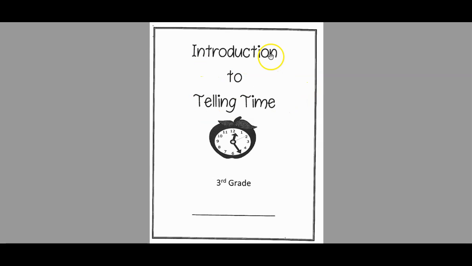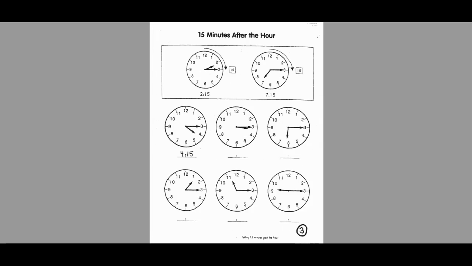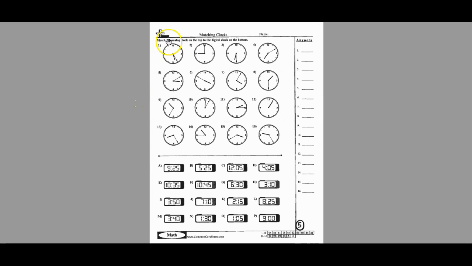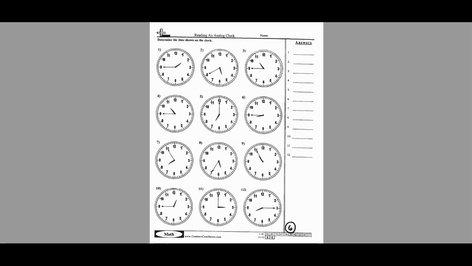All right, we're going to continue with our introduction to telling time, okay? So we can go to page five. Everybody go to page five, please. Okay, the way this works is that you find the time that's on your clock and then find the digital version of it, and the letter goes right here, okay? So let's do a couple.